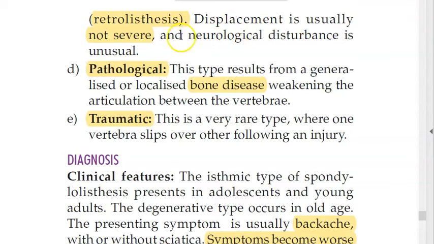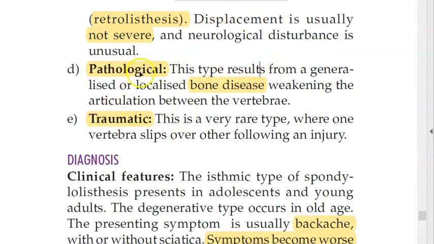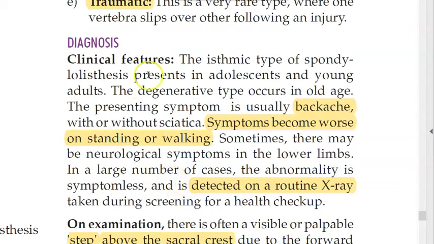Displacement is usually not severe, so they can enjoy life. Neurological disturbance is also unusual, so no problem. Pathologically, this spondylolisthesis can also happen if there is bone disease causing weakening. Traumatic also, some trauma pushed it forward.